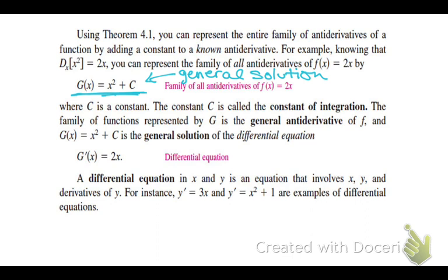It's the general solution of the differential equation. A differential equation in x and y is an equation that involves x and y and the derivatives of y. For instance, y prime equals 3x, y prime equals x squared plus 1. Those are differential equations because they have what in them? What does y prime stand for?